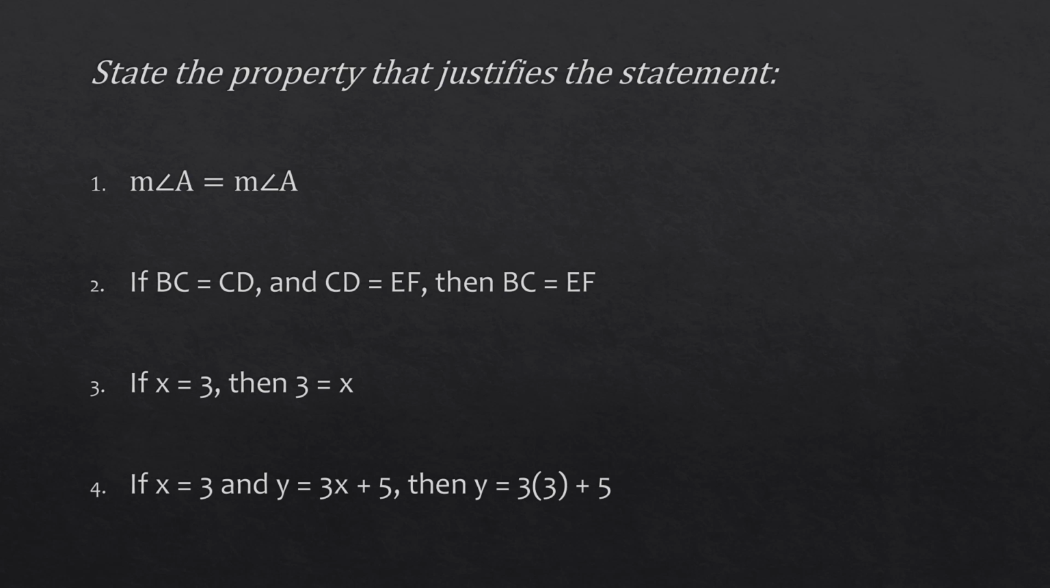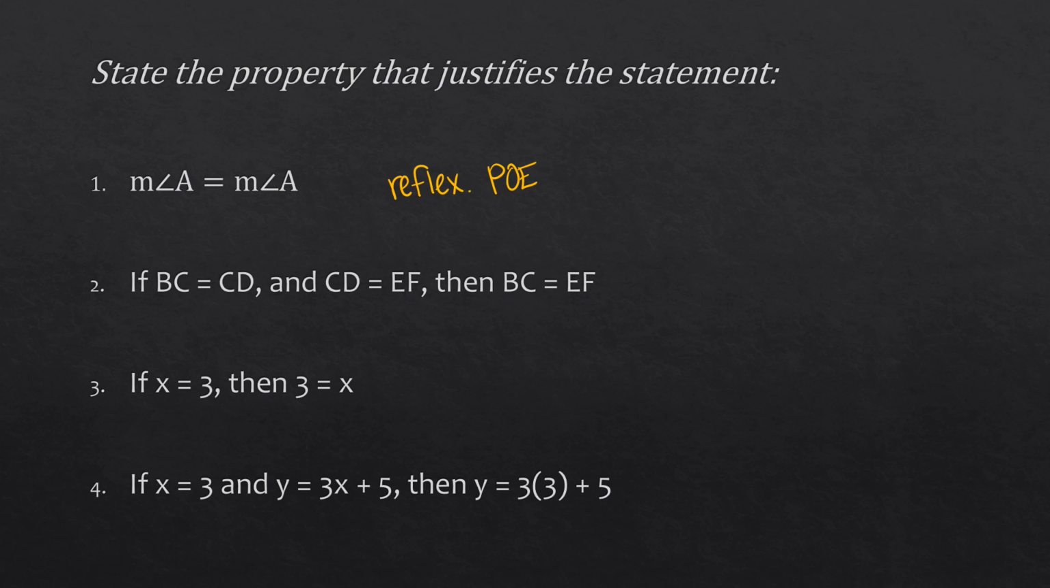I want you to take a look at each statement and provide the property of equality that justifies why these things are true. So again, pause the video to give yourself some time to practice. And I, at this time, am going to go ahead and write down our answers. So if you need to pause, still do so. For number 1, the measure of angle A equals the measure of angle A. This is our reflexive property of equality.